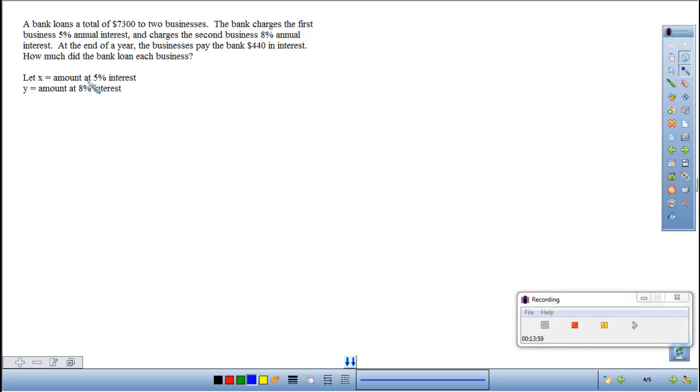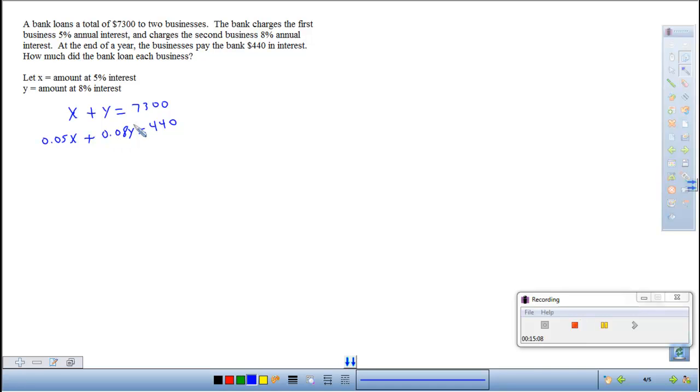Okay, so we're going to let x equal the amount at 5% interest and y equal the amount at 8% interest. So first of all, we'll do the total dollar amount of the loan: x amount plus y amount equals $7,300. And then we'll do the interest portion of it. The x amount was at 5% interest, so 0.05 times the x amount, plus the y amount was at 8% interest, so 0.08 times y, and the total interest paid was $440.